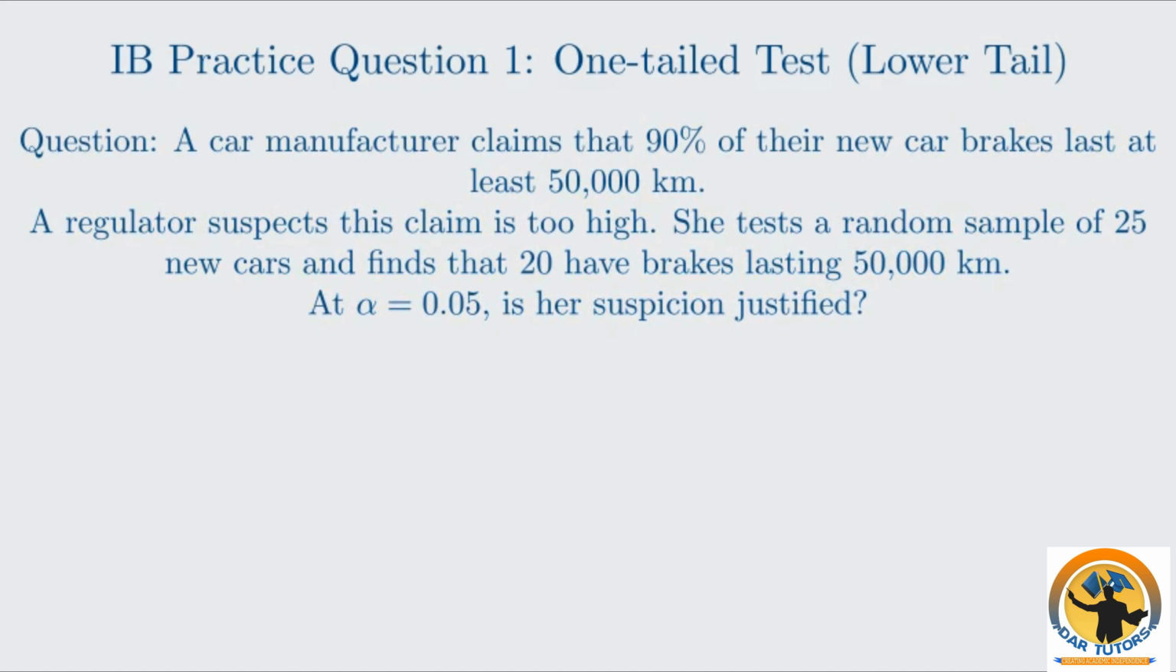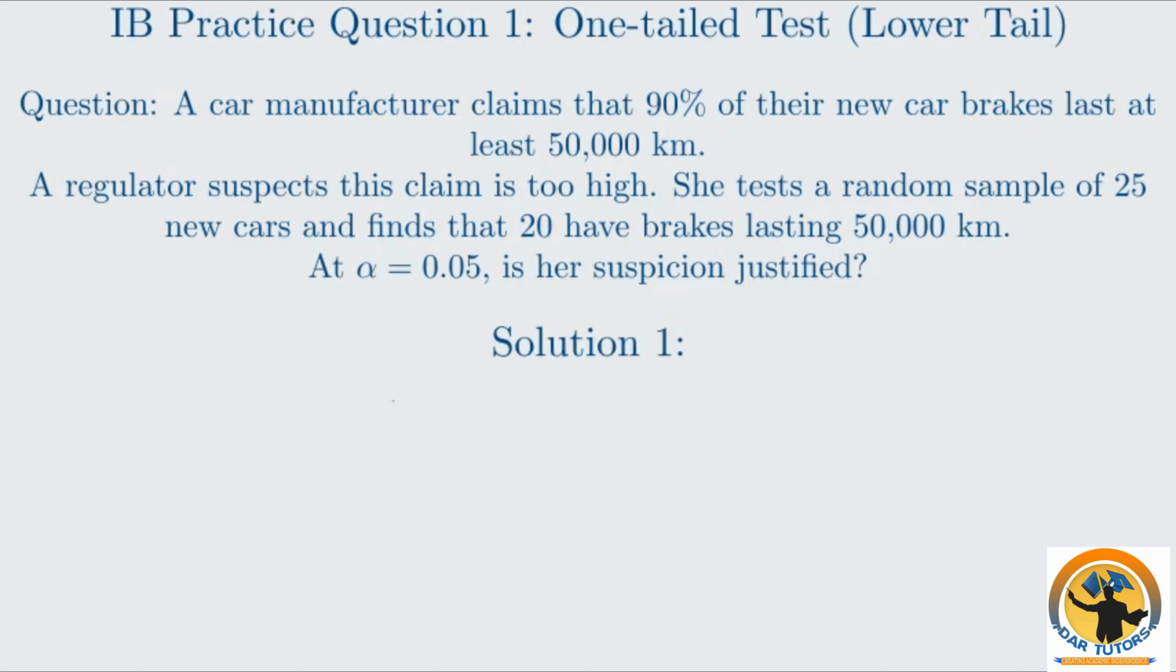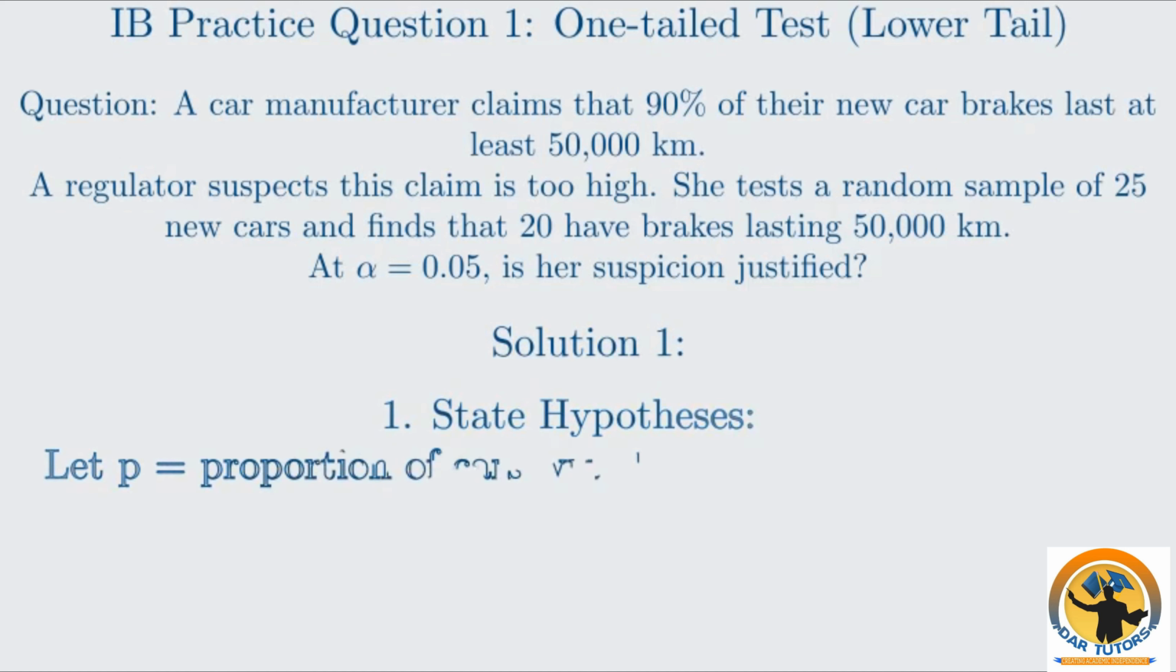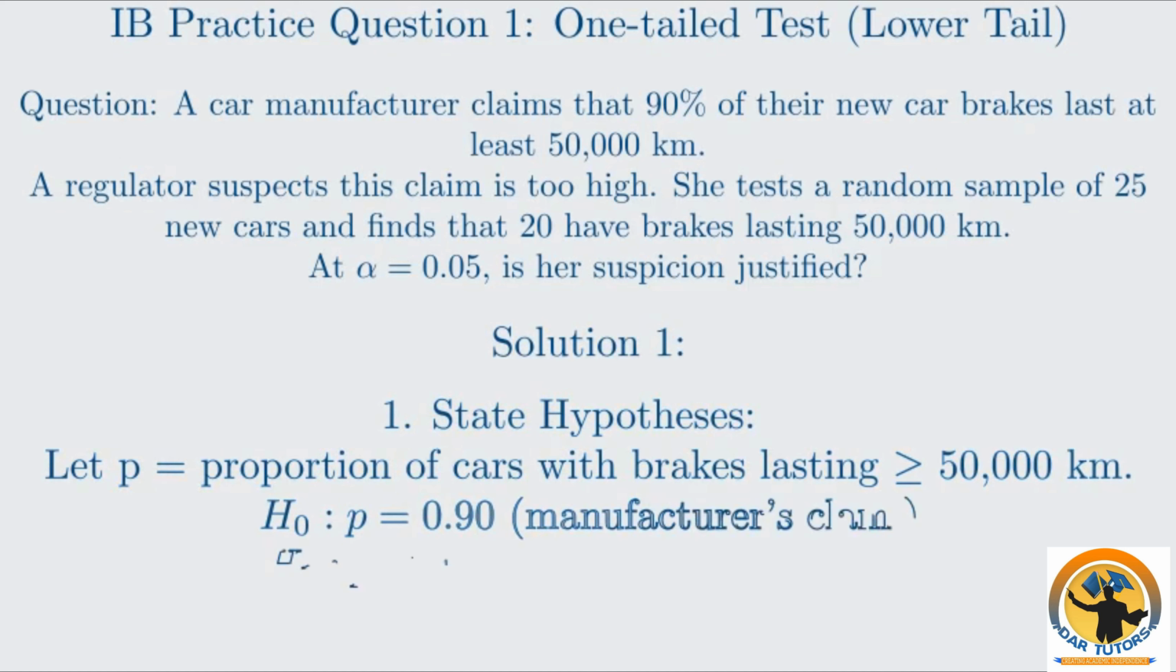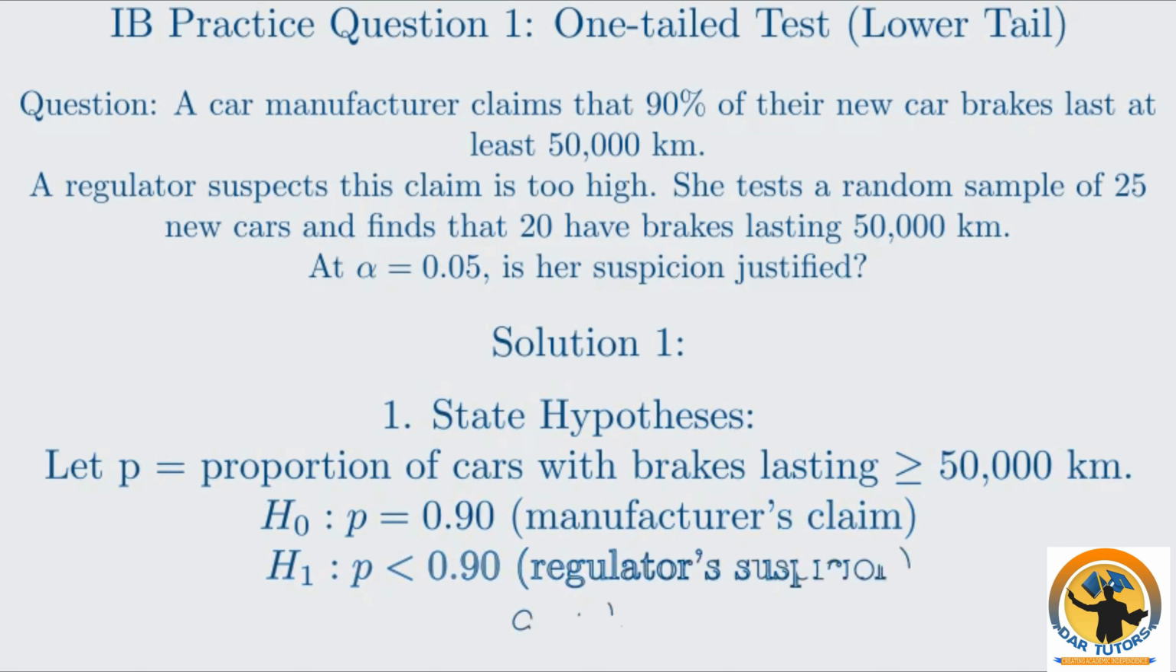Let's break this down step by step. First, we define our variable. Let p be the true proportion of cars whose brakes last 50,000 kilometers. The null hypothesis, based on the manufacturer's claim, is p equals 0.90. The regulator suspects the proportion is lower, so our alternative hypothesis is p < 0.90. We're given a significance level of 0.05.